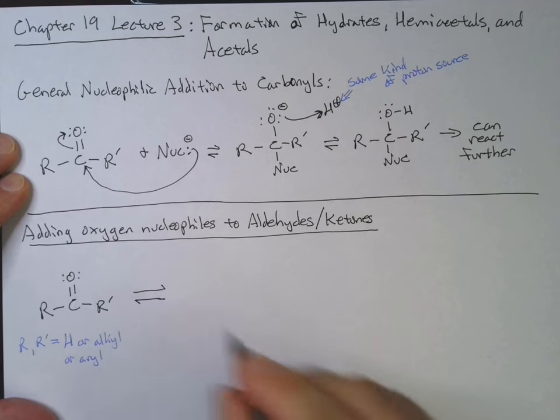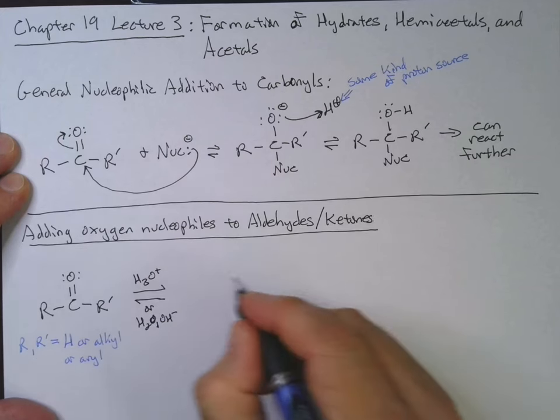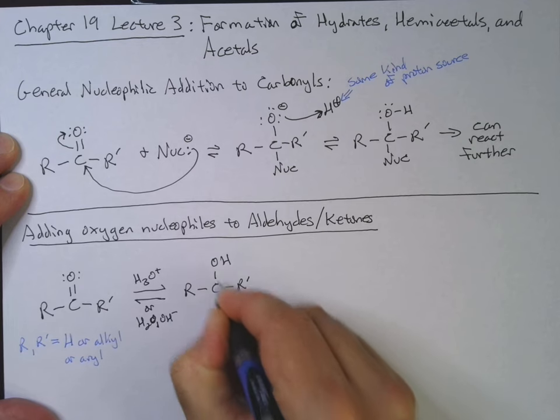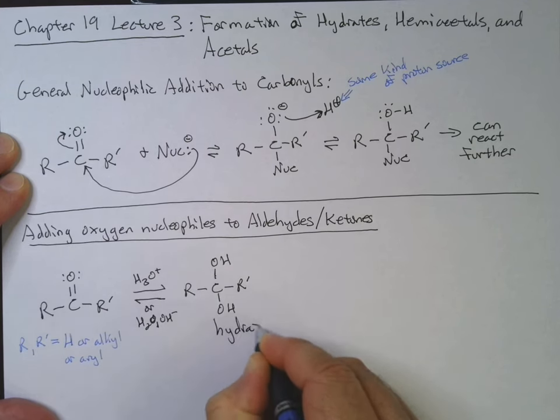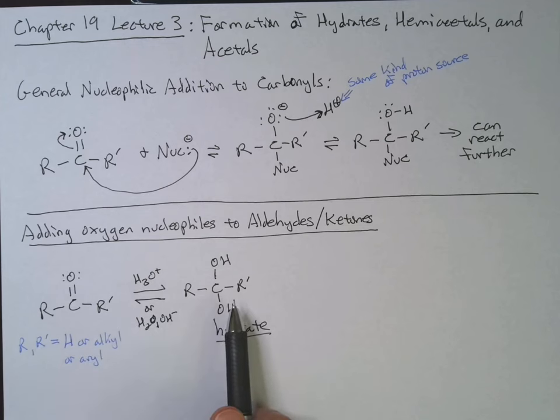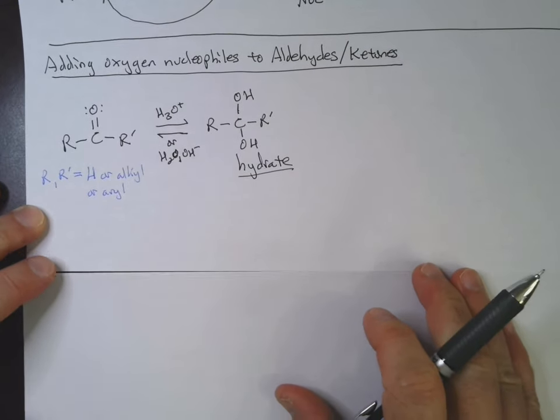We can then, in the presence of aqueous acid or water with a little bit of base, get what's called a hydrate. So we've got our carbonyl form, then we've got our hydrate form here. Now let's take a look at the mechanism of how this proceeds. And there are two mechanisms, and you should be able to draw both of them, actually forwards and backwards. So we may take a little bit of look at the reverse one later on. So let's take a look at the mechanism of making a hydrate.